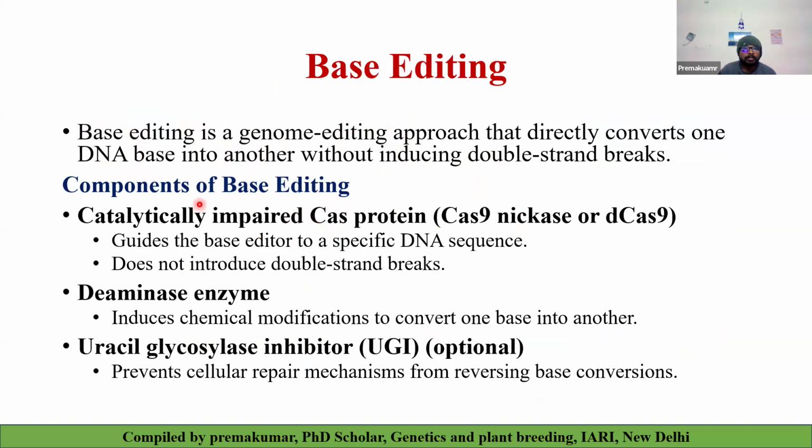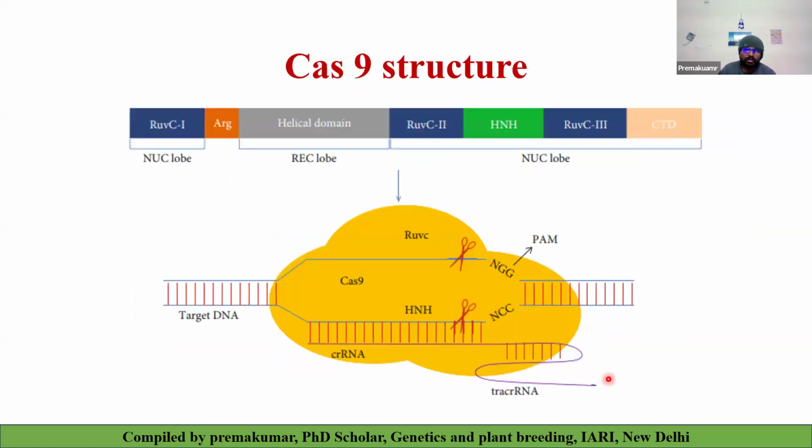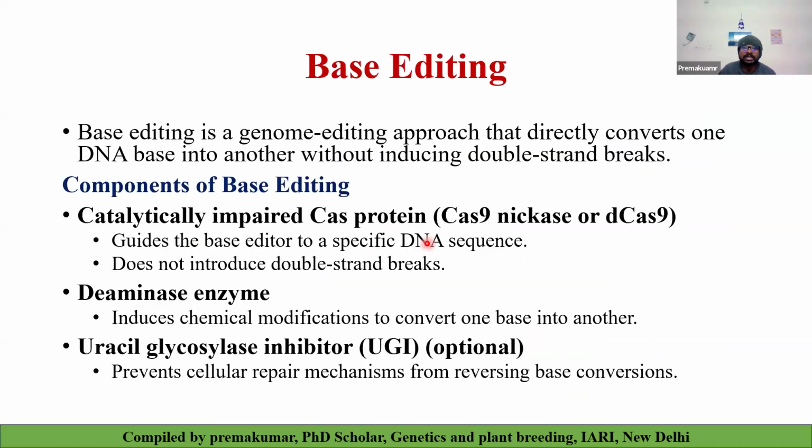What are the components of base editing? It has a catalytically impaired Cas9 protein, meaning one of the domains is mutated so that its catalytic activity is impaired. Then this Cas9 is fused with an enzyme called deaminase. What is the function of the deaminase enzyme? It removes the amino groups.